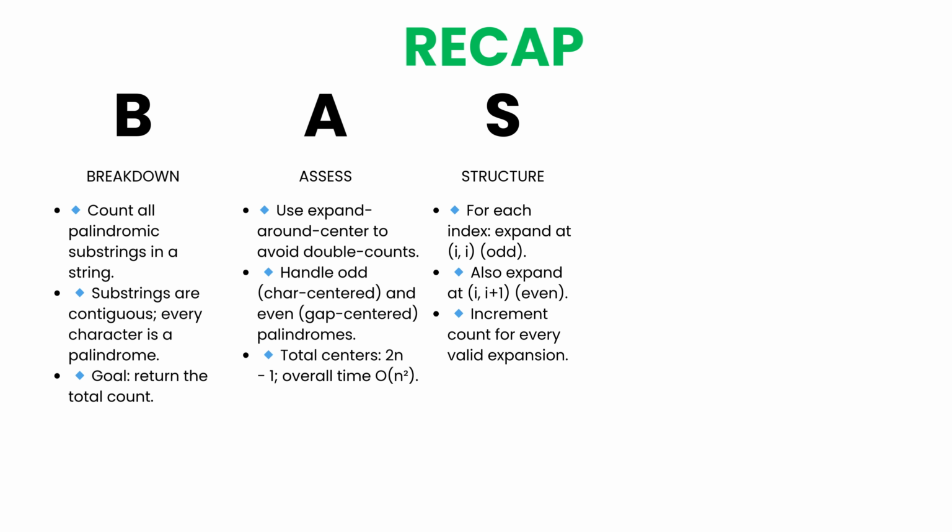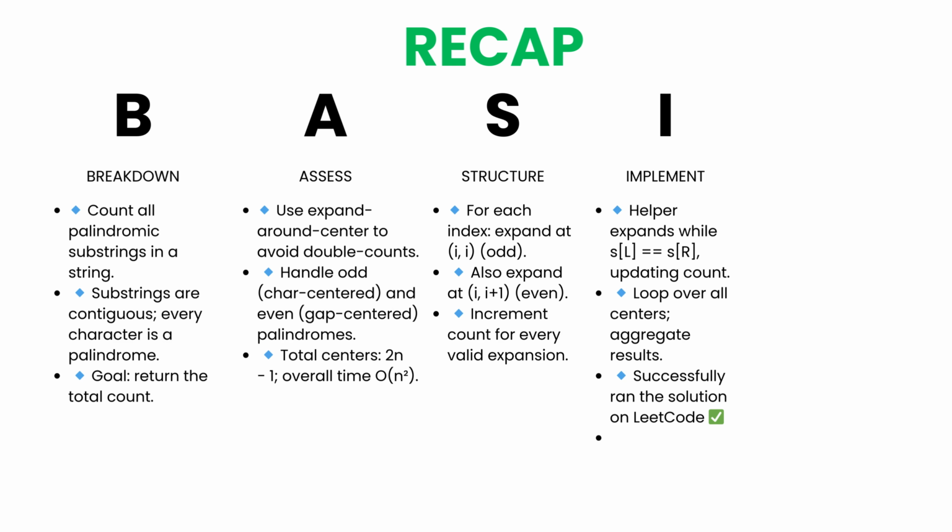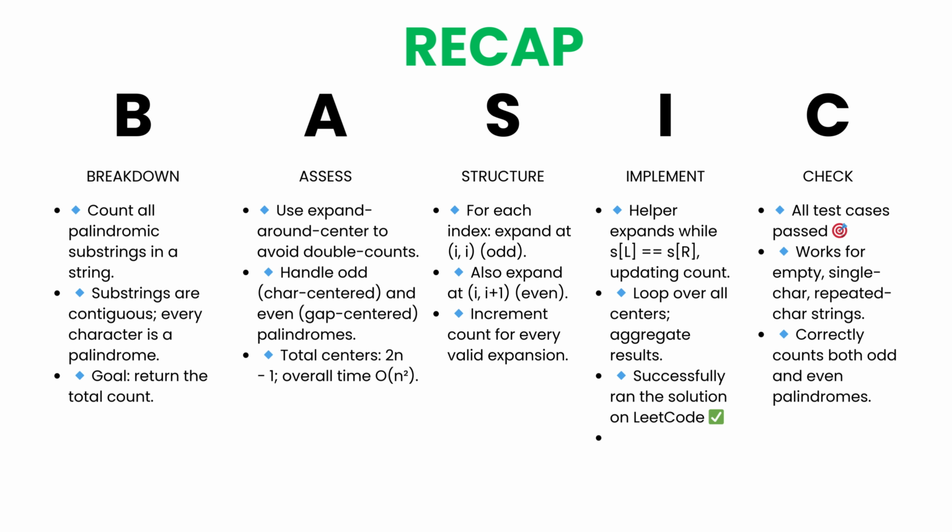Our plan: consider all 2n-1 centers, each character, odd, and each gap, even. From each center, expand outward while the ends match, and increment the total for every successful expansion. We followed that plan exactly, expanding around each center and accumulating the count, and it ran cleanly on LeetCode with no errors. On examples like ABC, we counted 3 single-letter palindromes. On triple A, expansions captured all singles, pairs, and the triple, totaling 6. Edge cases like empty strings and uniform strings behaved as expected.